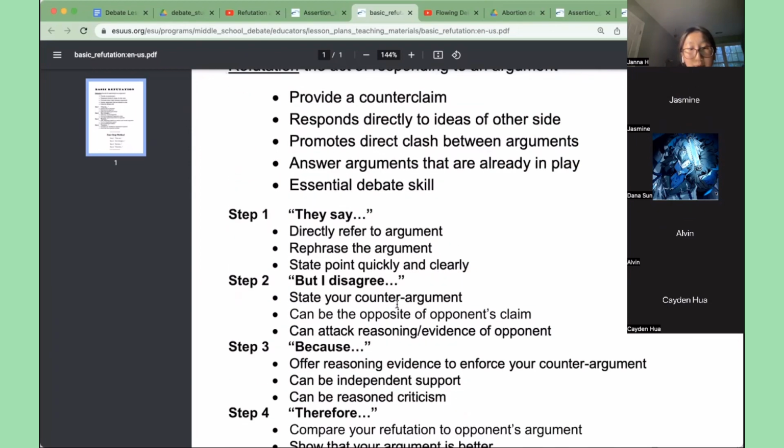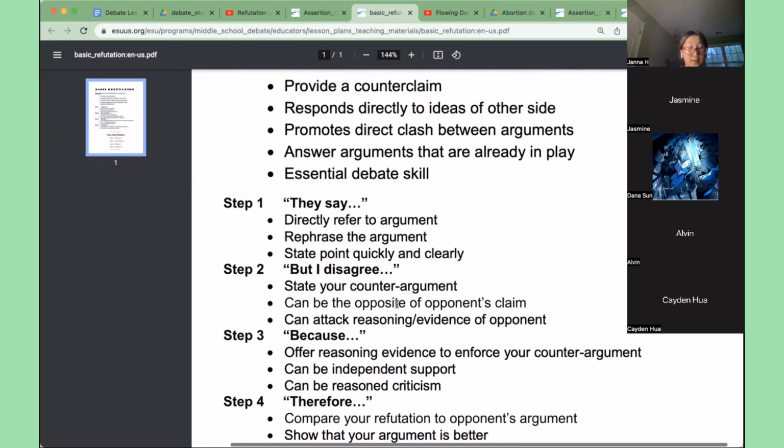So step one is to directly refer to an argument and rephrase the argument. You don't want to explain their whole argument again and reiterate it. You just want to summarize their argument and what they said, and which argument you're going to be going against. After you say that, you say, but I disagree, or but this is not true, or anything that's saying that their side is wrong.